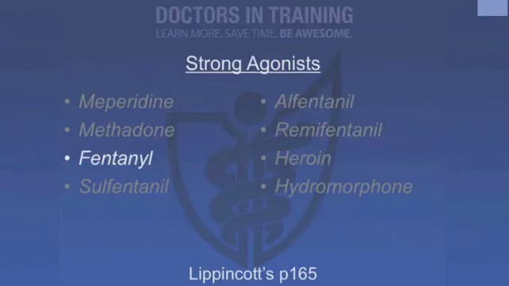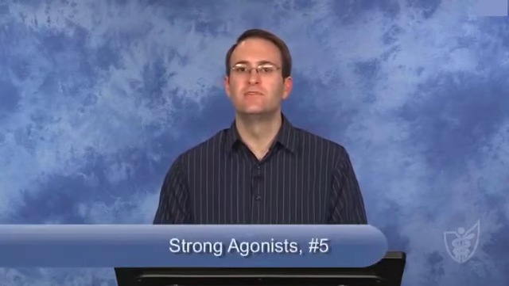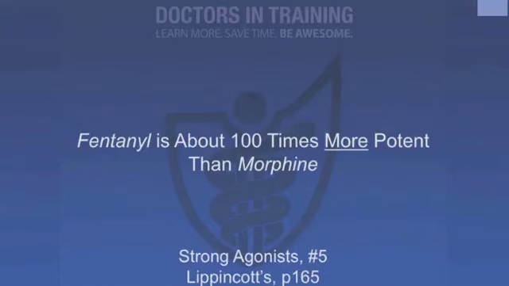Next is fentanyl. This is a little bit newer opioid, but very popular now. It's chemically related to meperidine, though it does have some very impressive differences as well. Now, it's 100 times more potent than morphine, so this thing's a bazooka. It is very, very potent. And it is highly lipophilic, and it has a rapid onset and a short duration. So it's very different than morphine in that regard.